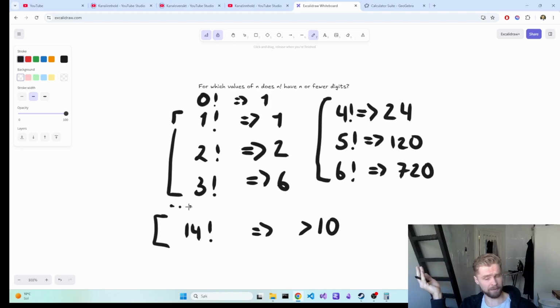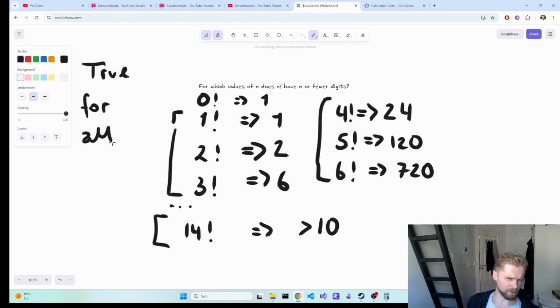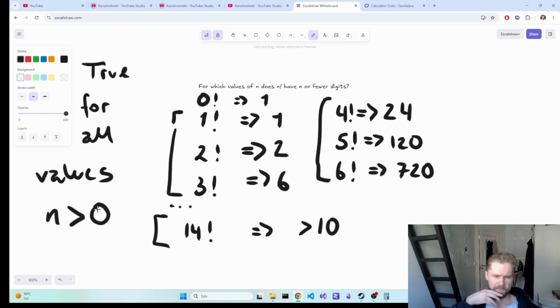Am I tripping right now? It seems to me that for all values, like this is gonna be true for all values where n is greater than 0. That's what it seems like to me.